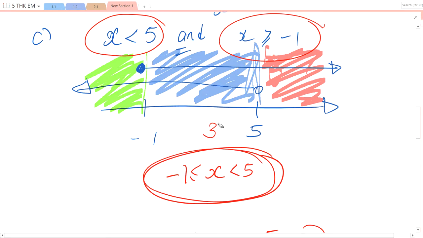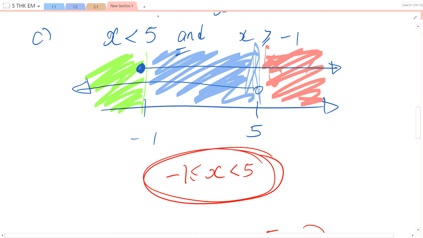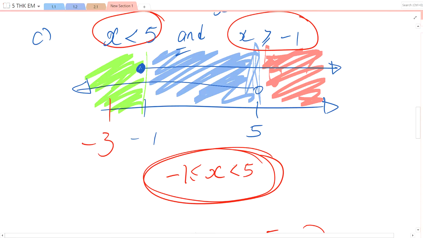Let's try a number that is outside of this blue region. Try a number. -3, okay, it will be over here. We see obviously that it satisfies this, but it doesn't satisfy this. So you see, we must have a solution that satisfies both at the same time. That works for simultaneous inequalities and simultaneous equations. It satisfies only one, so it can't be our solution. Because -3 is less than 5, right? So it satisfies that one. But it doesn't satisfy x greater than or equal to -1.